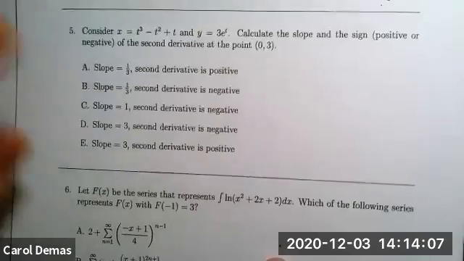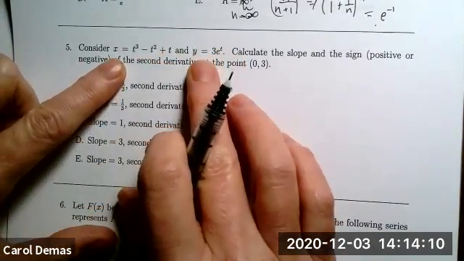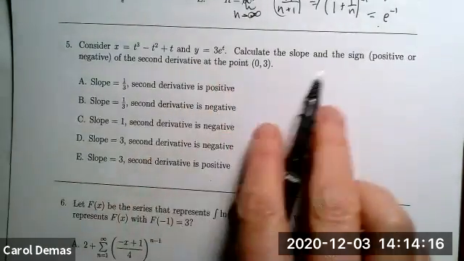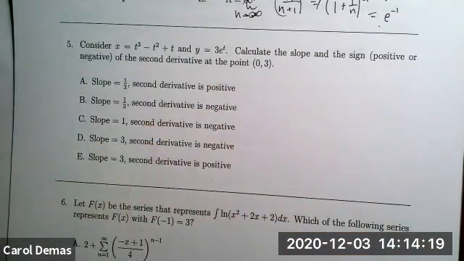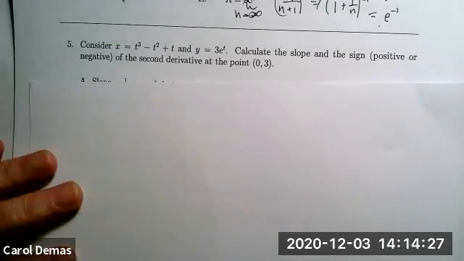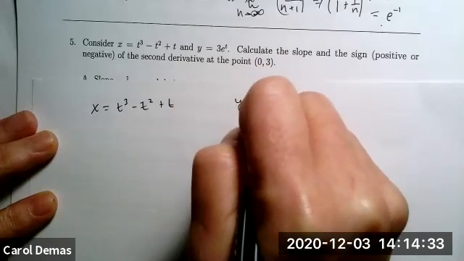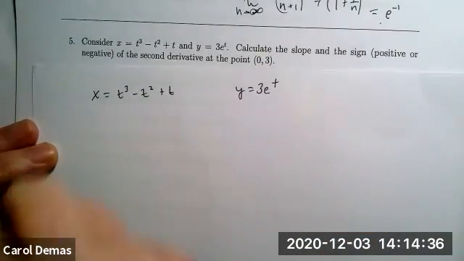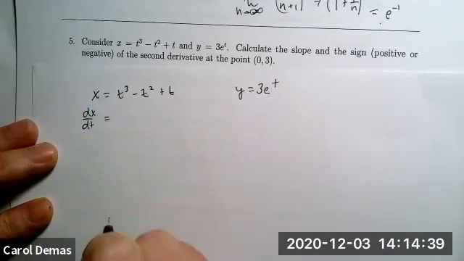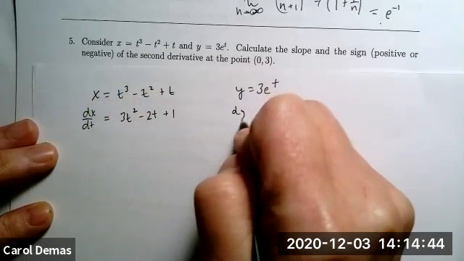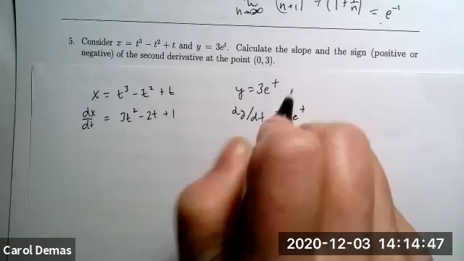Okay, how about number 5? We have a parametric curve for x and y, and we want to calculate the slope and the sign of the second derivative at a given point. I'm going to need some more space for that. X is t cubed minus t squared plus t. Y is 3e to the t. So what's dx dt? 3t squared minus 2t plus 1. And dy dt is still 3e to the t.